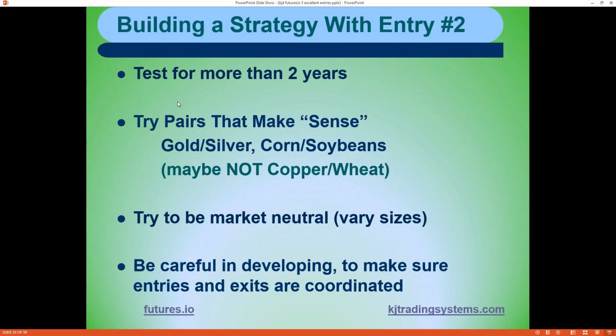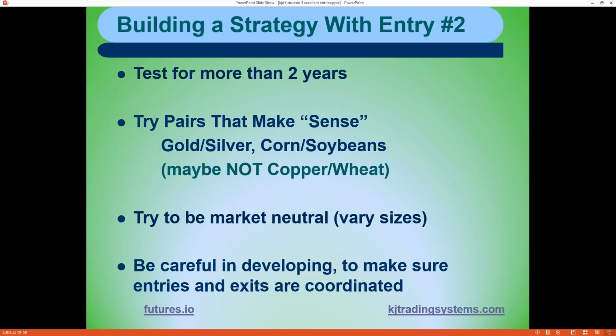Okay, so obviously if you're going to take this entry number 2 and build a strategy with it, again, you're going to want to test for more than 2 years. And like I said, you're going to want to try some pairs that make sense. You know, copper and wheat probably does not make sense. Now, it might actually show up as working, but I always like to have something that I understand. You know, copper and wheat, I don't understand why they would work like that. Maybe somebody has a good reason. If you do, type it in the chat, and Terry will, at the end, read it to me.